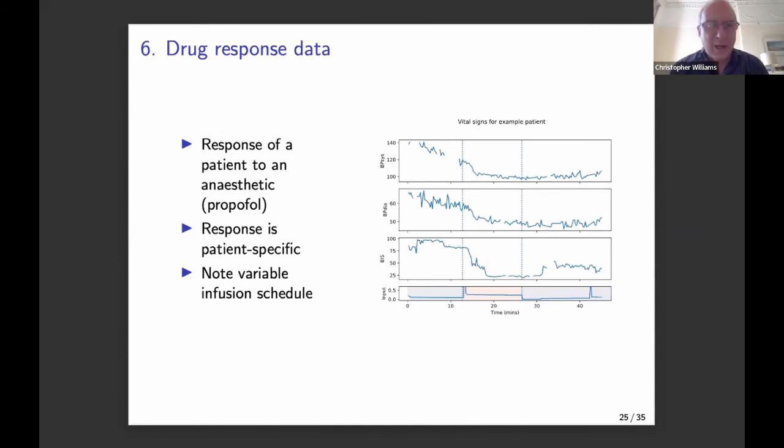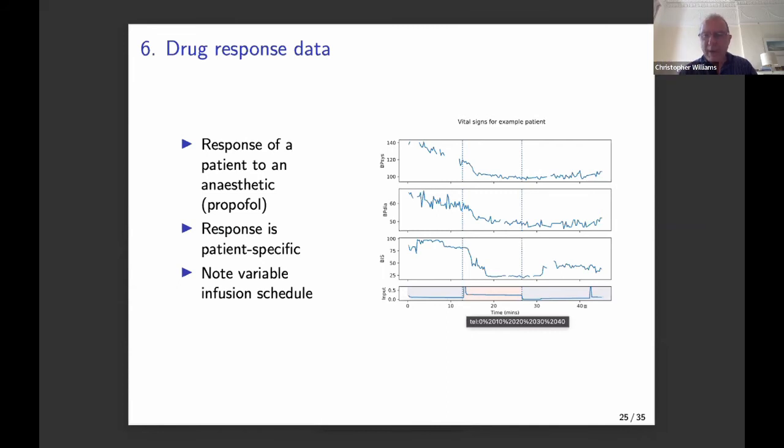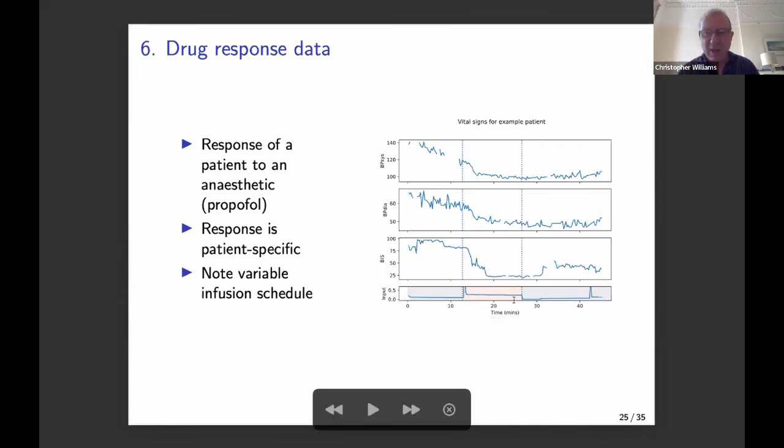So the other task we applied this to is drug response data. Here we've got a patient responding to an anesthetic, propofol, and we've got some vital signs measurements like systolic and diastolic blood pressure on the top, and also the bispectral index, which is a measure of unconsciousness, quite an important thing to assess if you're anesthetizing a patient. At the bottom, we're also showing the level of infusion of the drug. In this case, there's a low, high, low sequence. We start off with a relatively low amount of anesthetic, bump that up to a high level, then drop down again. And there are other design sequences that are possible.